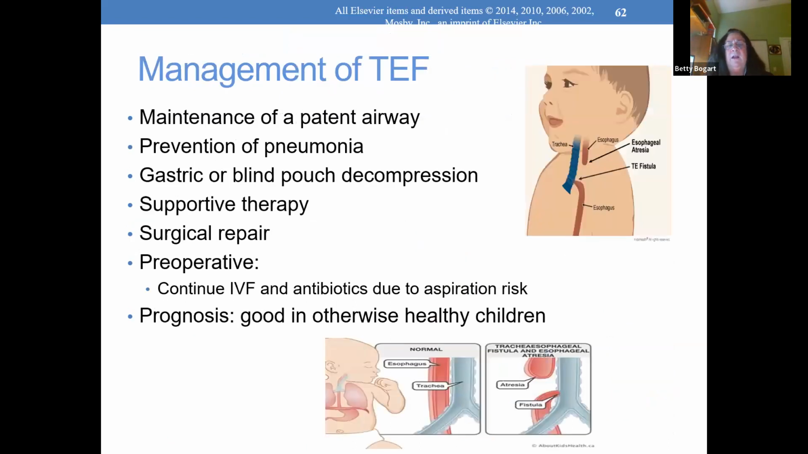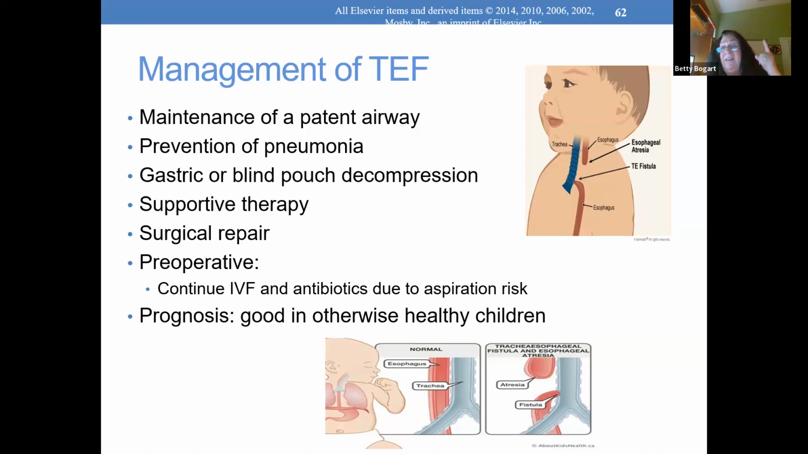So these children, we need to have the head of their beds elevated, suction at the bedside to keep their oral airway clean, because even though they're not eating, they are getting some of their mucus. It is having mini aspirations. These children will need IV antibiotics preoperatively to prevent those aspiration pneumonias. And the IV fluids will be to give them the proper nutrition that they can. They will be doing surgery.